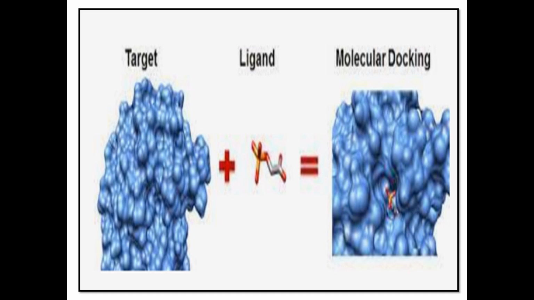Now, what we take here is target plus ligand. The target, that is a 3D biological sample, comes from the PDB, that is the Protein Data Bank. The ligand, which is a drug, comes from PubChem, and we see how they interact or bind to each other.